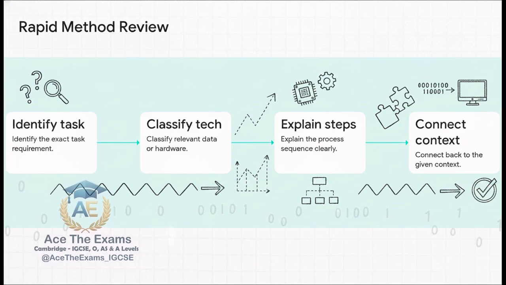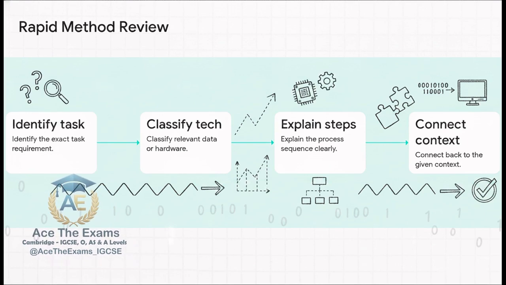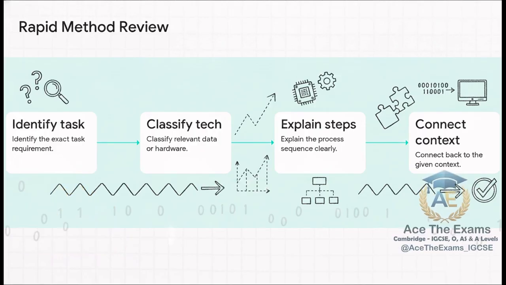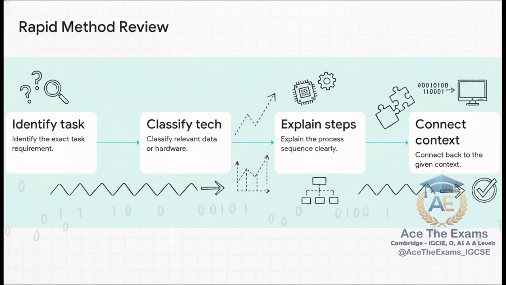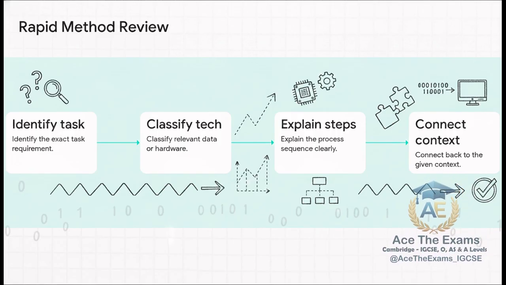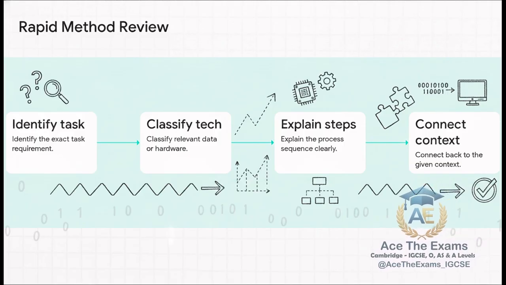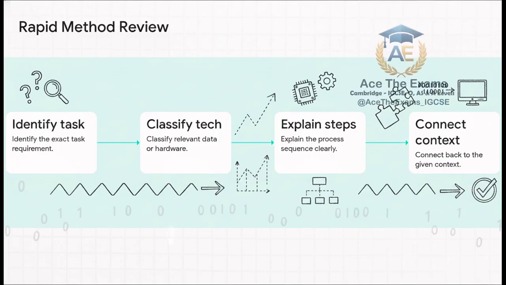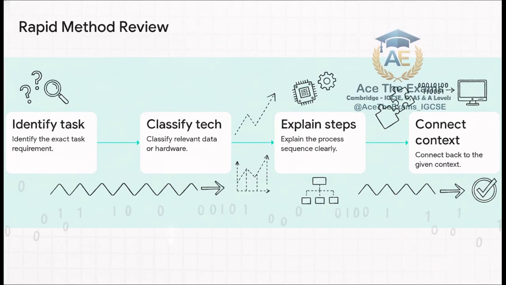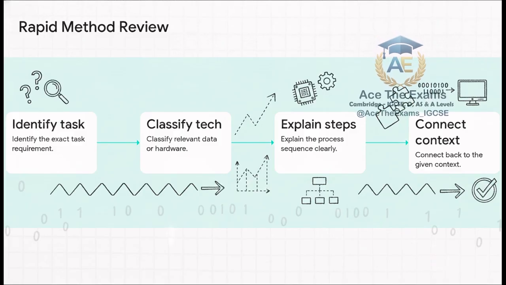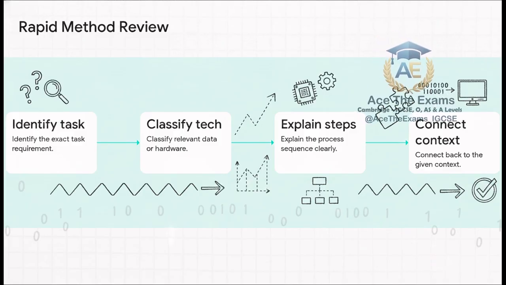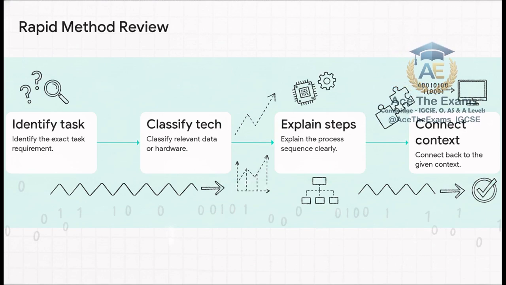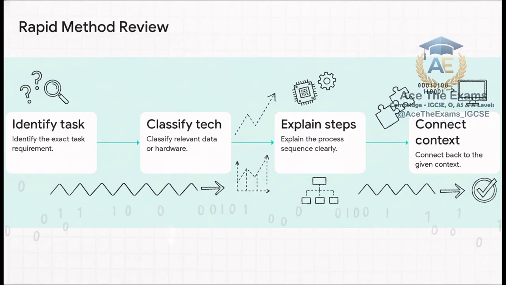Step 1. Identify. What exactly is the task testing? Is the command word asking you to describe binary manipulation, or is it asking you to evaluate a method? Step 2. Classify. Is this a hardware issue, a software issue, or a data issue? Step 3. Explain. Write out the sequence of the process so clearly that another learner could follow it step by step. And finally, Step 4. Connect. Link it right back to the context. Are they asking for causes, effects, advantages, or disadvantages? When you apply this rapid method review to your answers, your mark potential goes from 0 to 100% almost instantly.